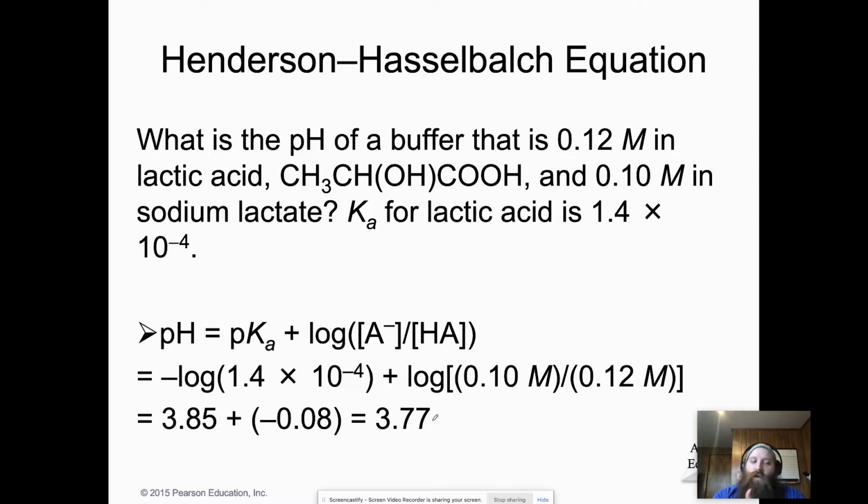All right, well, I'm just going to plug in my Henderson-Hasselbalch equation. So I need to find pH, so I need to find the pKa. Well, the pKa is negative log of the Ka. So here is the Ka, so it goes right there. And then I have the log of my anion, the 0.1 molar, over the acid, 0.12 molar. Easy, right? Punch it into your calculator, be done.